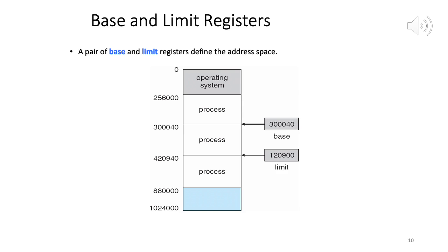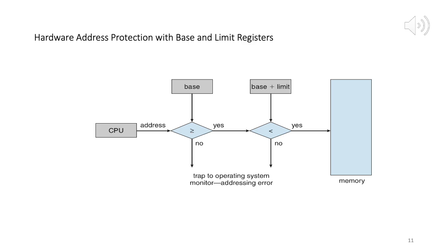I hope this is clear: base and limit registers for each process, and consequently an address space for each process. We can see the last location here is 1024 into 10 raised to 3, so 1024 kilobytes. So it looks like it is 1 MB, the whole memory. Now I am on slide 11, and now we see how these base and limit registers provide protection.